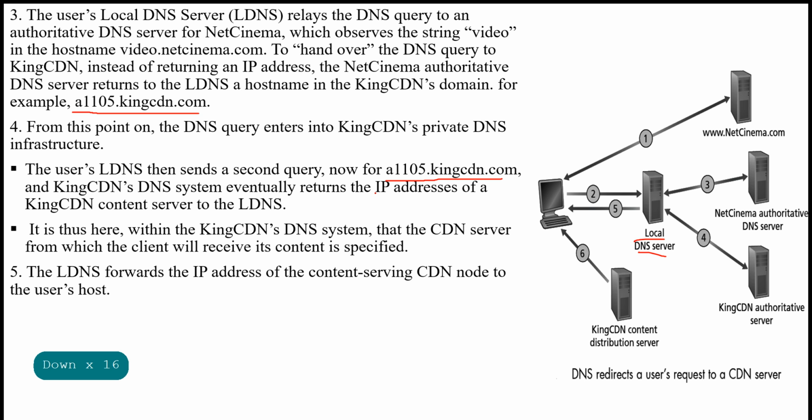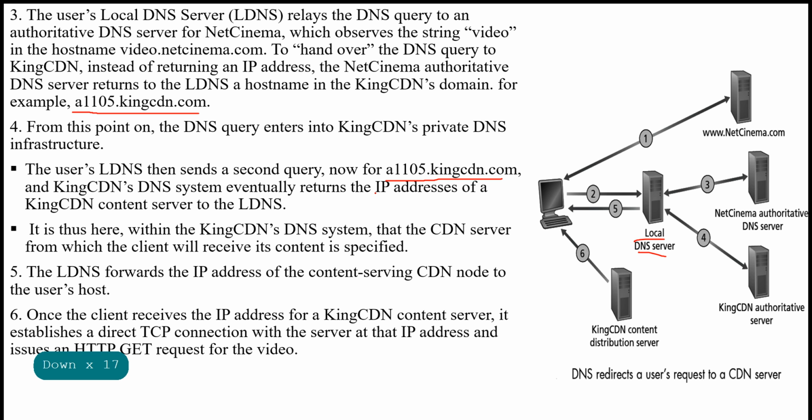Fifth step, the local DNS forwards the IP address of the content-serving CDN node to the user's host. Sixth, once the client receives the IP address for a KingCDN content server, it establishes a direct TCP connection with the server at that IP address and issues an HTTP GET request for the video.